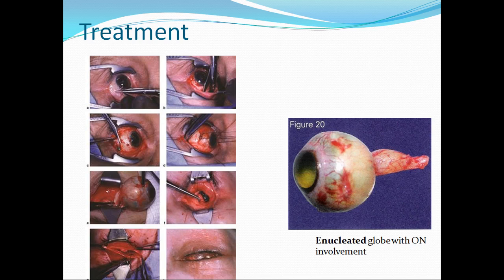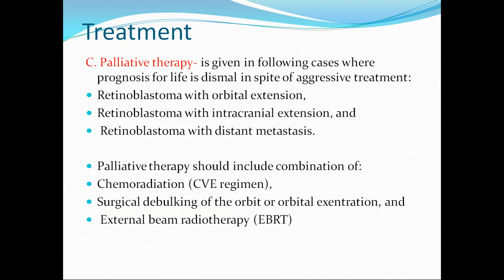The picture on the right side is an enucleated globe with optic nerve involvement. Note that the proximal portion of the optic nerve is thickened, indicating tumor infiltration. Palliative therapy is given in the following cases where prognosis for life is dismal in spite of aggressive treatment. Retinoblastoma with orbital extension, retinoblastoma with intracranial extension, and retinoblastoma with distant metastasis.